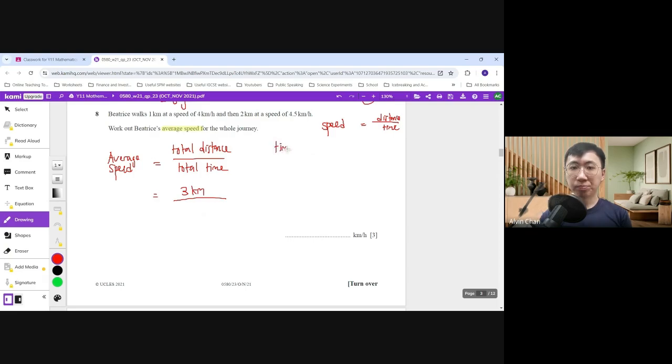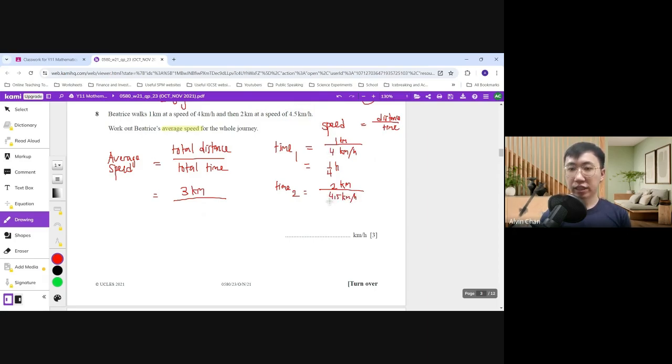So time number 1. How to get time number 1? You go for your formula. Time is actually distance divided by speed. Go for this again, right? Time is distance over speed. So I am going to get my first distance, 1 kilometer, divided by my speed, 4 kilometers per hour. So you will get the time to be 1/4. The unit is in hour. Can you see this? It's in hour, so stick to this hour. Time number 2, same formula. You're going to take the distance, 2 kilometers, divided by your speed. Your speed is 4.5 this time.